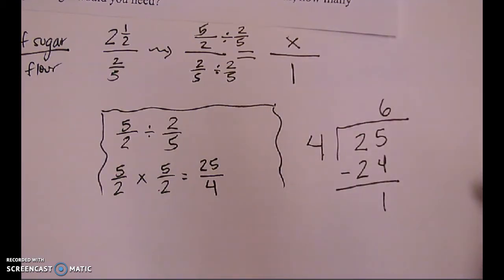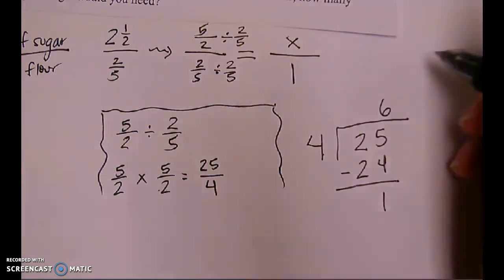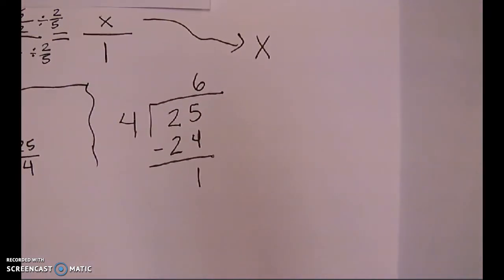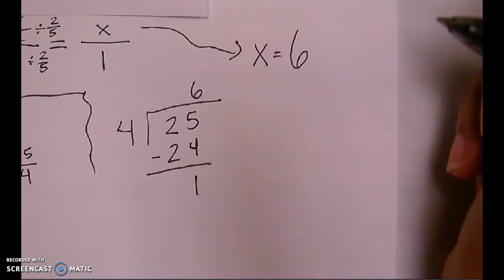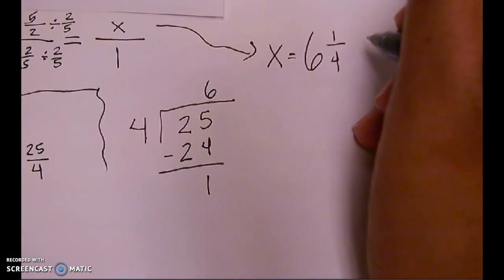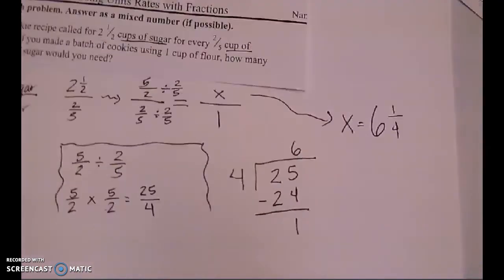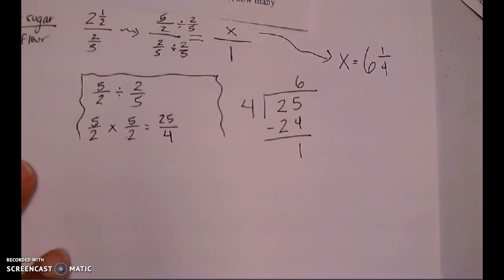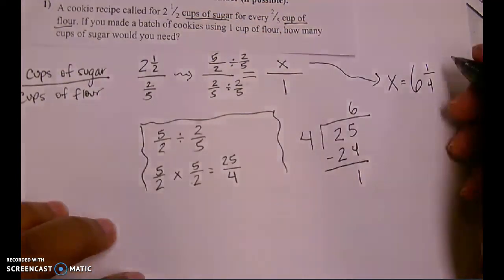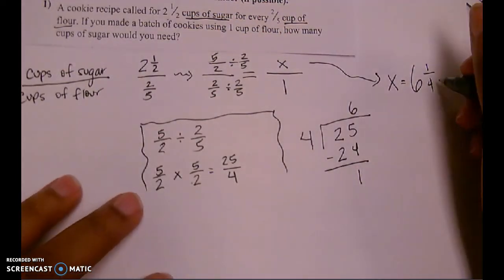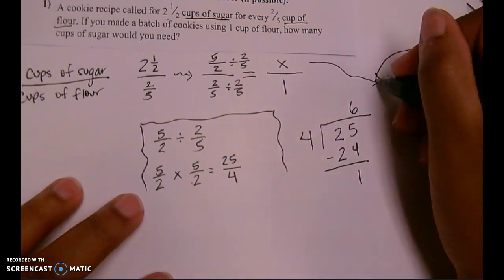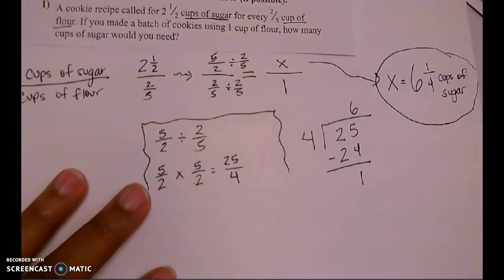Okay? My final answer that I can represent, X is going to equal 6, whole number 6, and 1/4. And what are we talking about from the beginning? Can't just leave this without the units. The question is asking, how many cups of sugar will I need? So the answer is 6 and 1/4 cups of sugar. And that will be my final answer.